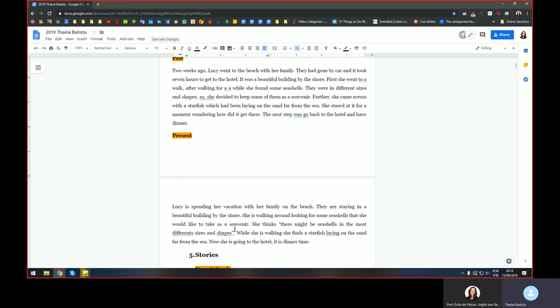After walking for a while, she found some seashells. They were in different sizes and shapes. So she decided to keep some of them as a souvenir. Further, she came across with a starfish, which had been laying on the sand far from the sea. She stared at it for a moment, wondering how did it get there. The next step was go back to the hotel and have dinner.